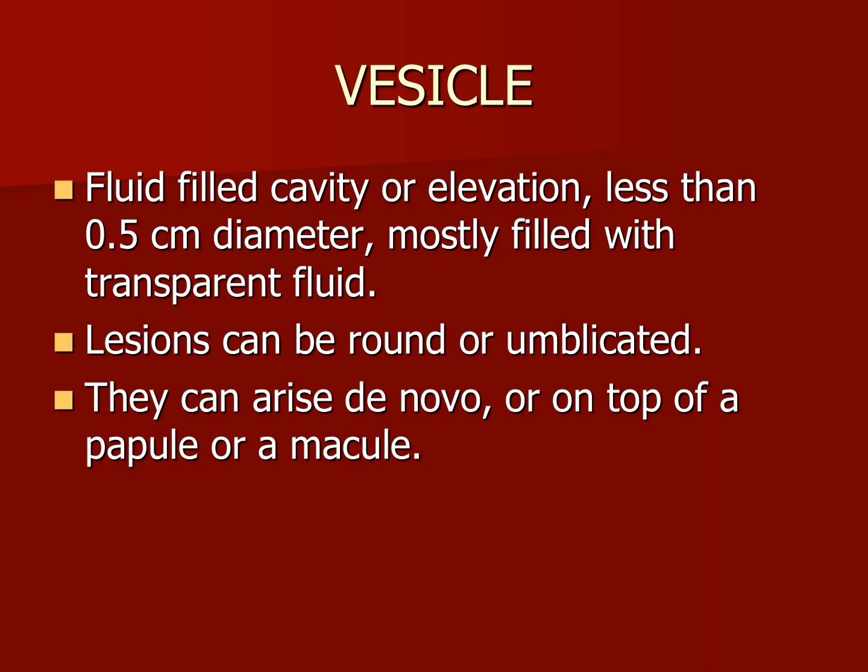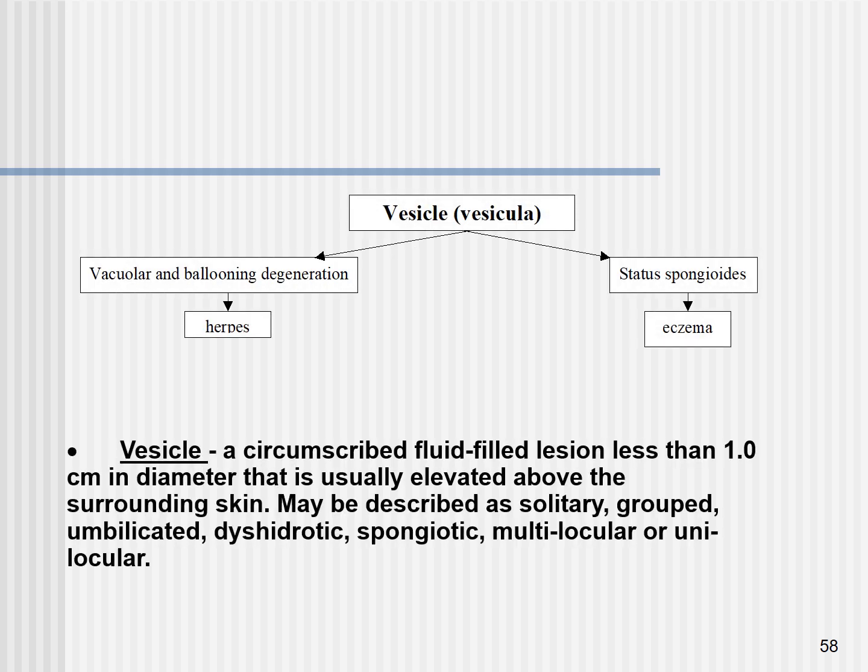Vesicle, fluid-filled cavity or elevation, less than 1 centimeter or 0.5 centimeters in diameter, mostly filled with transparent fluid. Lesions can be round or umbilicated. They can arise de novo or on top of a macula. Vesicle is circumscribed. In herpes disease, we can see vesicle. And in eczema, we can see status spongioides vesicle.